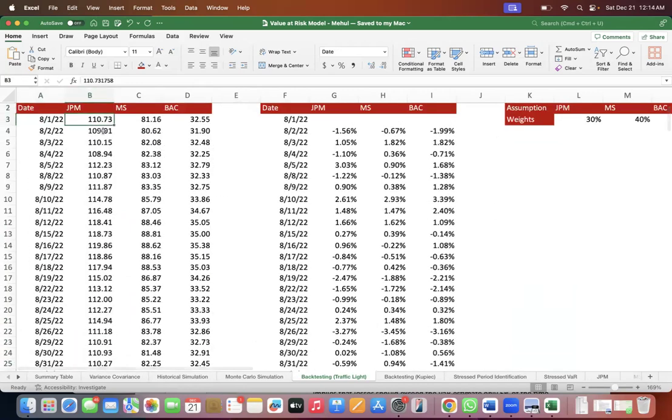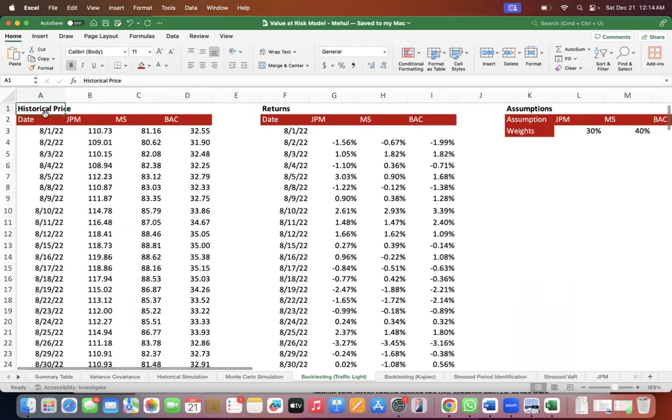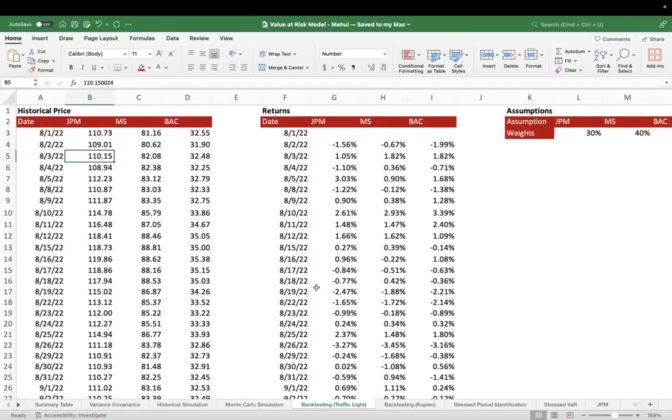If you see, I have considered from 8/1/2022 till 8/1/2023. Again, remember that these dates are in the US date format, which is month, day, and year. In my portfolio, I have three stocks: JP Morgan, Morgan Stanley, and Bank of America. Now, the next step is to calculate the returns.